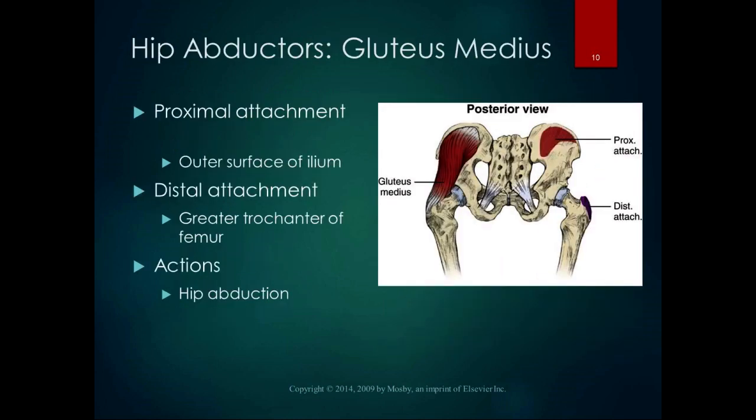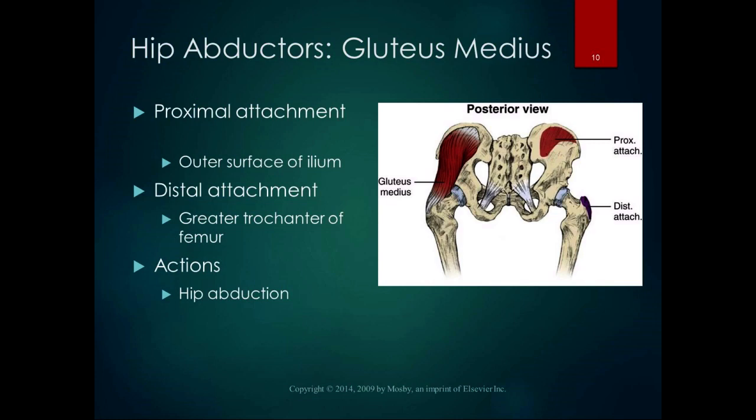So on to the hip abductors. The gluteus medius is kind of our major hip abductor, and its little buddy, its little helper, the gluteus minimus. So the gluteus medius attaches on the outer surface of the ilium. It's a triangular muscle, so it has a broad proximal attachment and a small distal attachment.